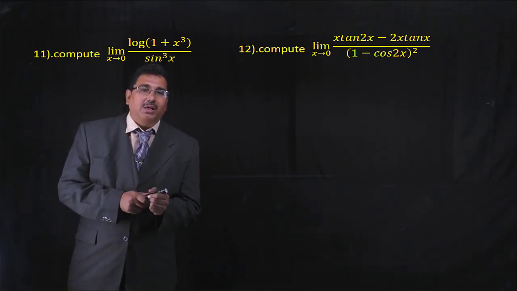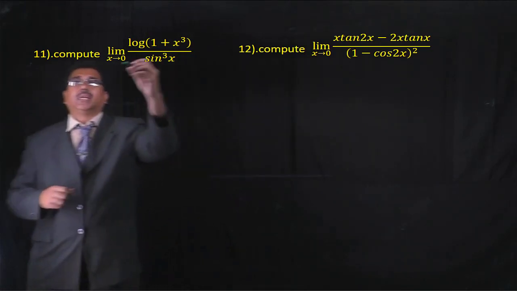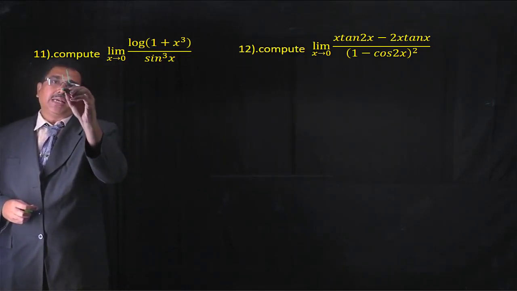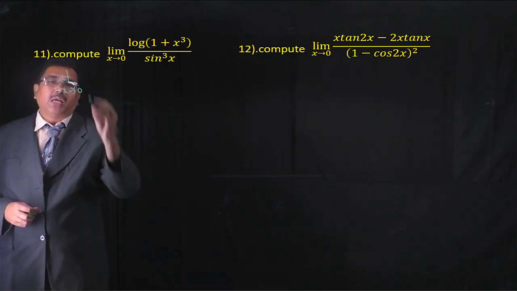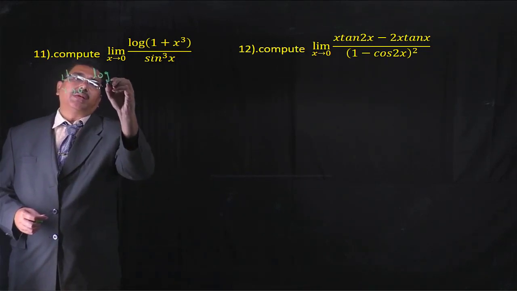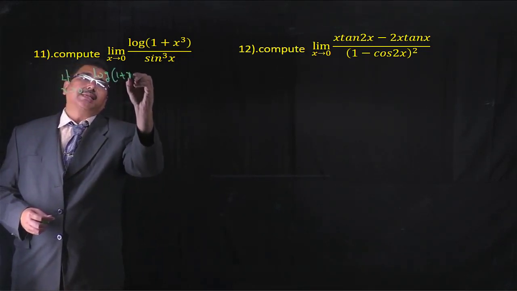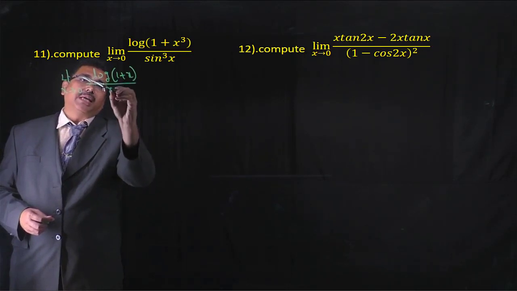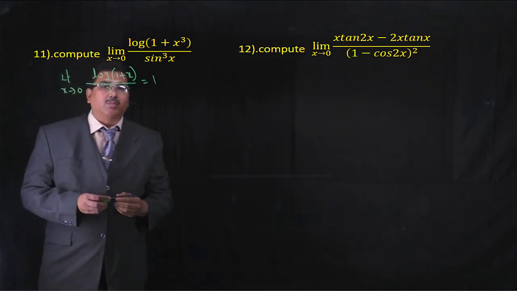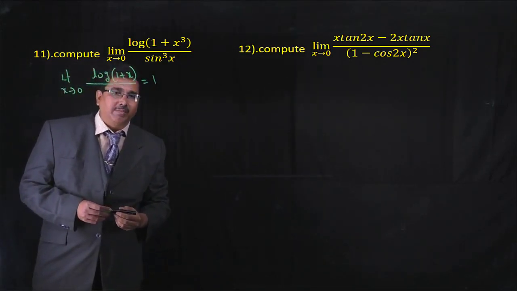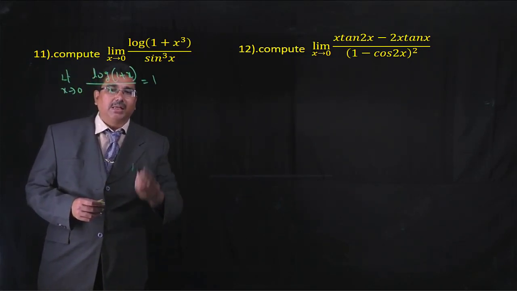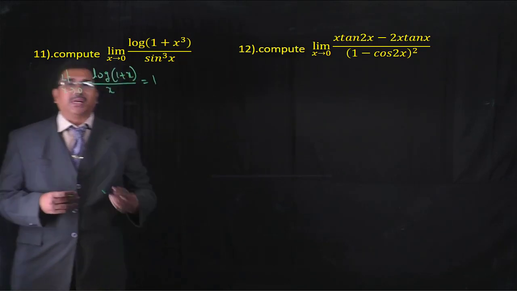The formula related to logarithm is: limit x tending to 0, logarithm of 1 plus x divided by x, is equal to 1. This is the formula related to the logarithm. Now, how to calculate the limit value of the given function?